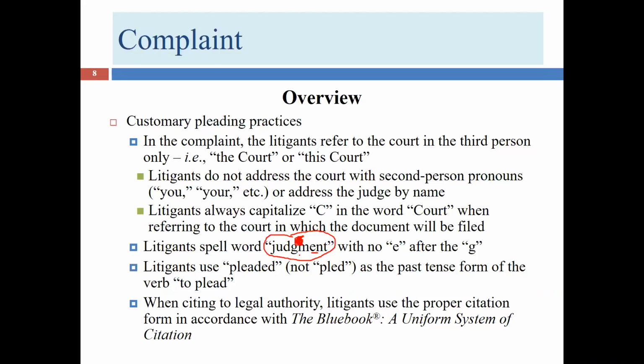Litigants say pleaded instead of pled for the past tense of to plead. This is correct, but I don't want to blow it out of proportion and make it seem like it's a horrible crime if you were to ever say pled. But pleaded is the preferred term. So we would say the defendant pleaded not guilty to the crime, and not the defendant pled not guilty.